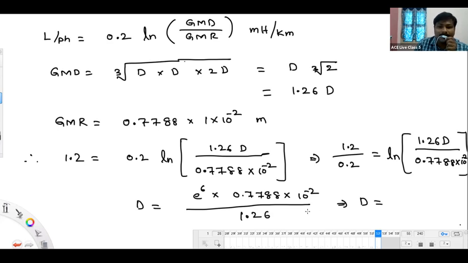Anybody tell me please, how much is the value of capital D you are getting? 2.4935 meters. Approximately 2.5 meters. Yes, Vishnu, as an approximation, you can take it like that. 2.4935 meters.